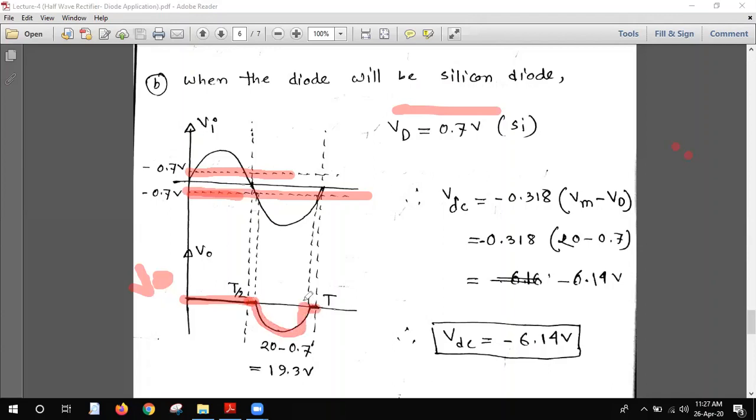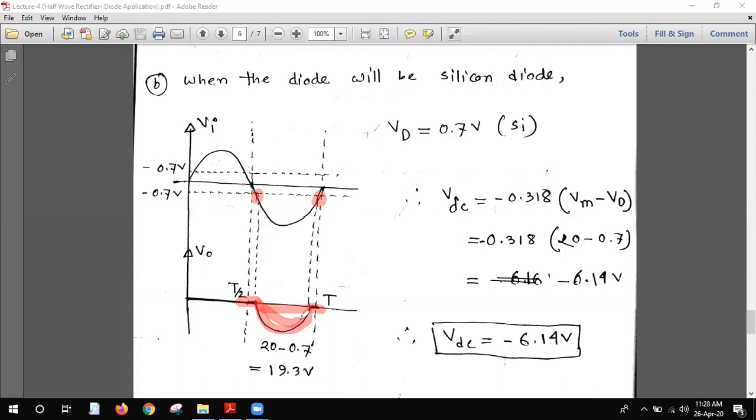After that, you see that this cutoff, this point and this point, till these two points, we will get only the voltage. Let me clear the drawing and draw one more. If it is an ideal diode, it starts from the very beginning and ends at the end. But as it is a silicon diode, it will start after 0.7 and also stop before 0.7. So, you know, this is the offset. These two will be the offset and we will get the voltage.